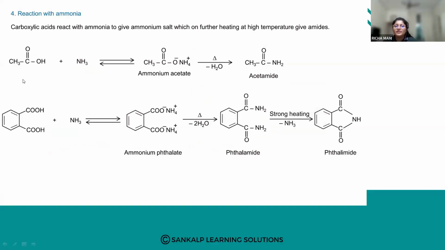Reaction with ammonia. Carboxylic acids react with ammonia to give you an ammonium salt, which on further heating at high temperature gives you amides. Very important. Here phthalic acid is reacted with ammonia. The hydrogens will be replaced by NH4 plus, giving ammonium phthalate. If you heat it, water molecules will be lost and you are going to get phthalimide. So this is the reaction with ammonia. Here also you can see this is an acid.